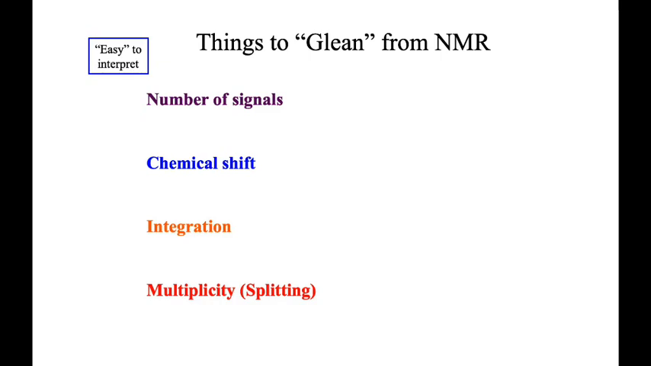Right? So all you have to go through and do is count the number of signals that you see. That gets you your number of unique hydrogens or carbons. Since all you have to do is count, it's not that bad, right? Get a decent amount of information. You now know the number of hydrogens or carbons.